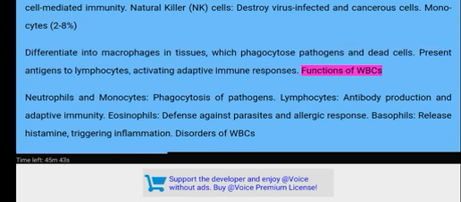Functions of WBCs. Neutrophils and monocytes: phagocytosis of pathogens. Lymphocytes: antibody production and adaptive immunity. Eosinophils: defense against parasites and allergic response. Basophils: release histamine, triggering inflammation.